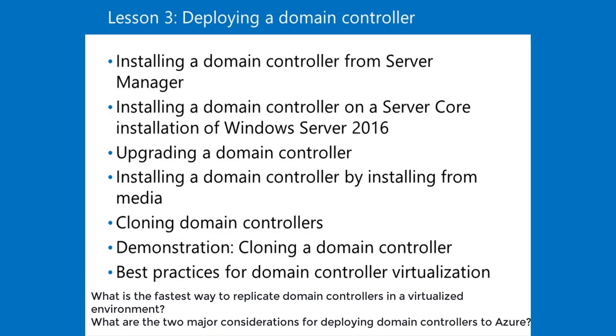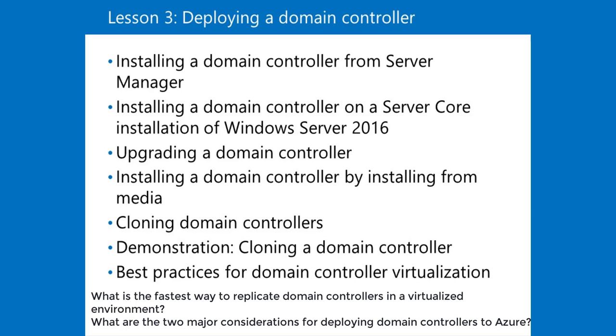Question. What are the two major considerations for deploying domain controllers to Azure? Answer. The two major considerations are rollback and virtual machine limitations. Rollback. Rolling back an ADDS system can create duplicate update sequence numbers, USNs. Because domain controller replication depends on USNs, duplicate numbers can cause problems.